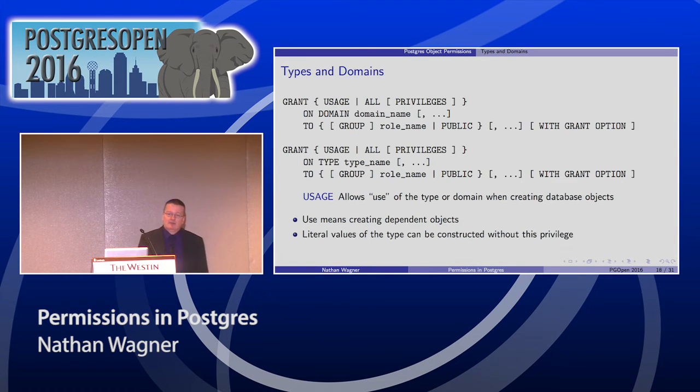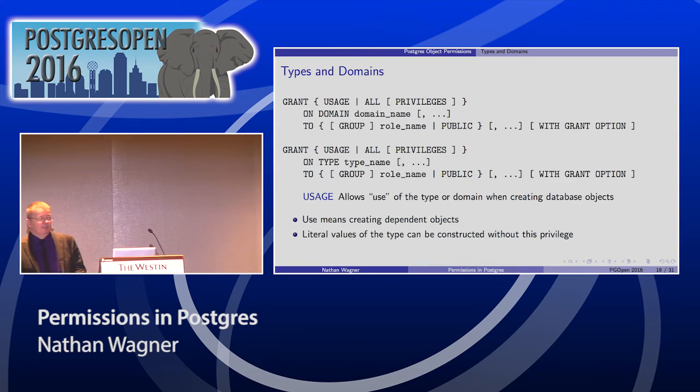Types and domains. For most purposes in Postgres, types and domains are the same thing, and so I'm going to talk about them together. There's only one privilege, which is usage. And what using a type or domain means is that you can create objects that use the type. So if you have a custom type, or any type really, in Postgres, and you want to create a table that has a column of that type, you have to have usage privilege on the type or domain.